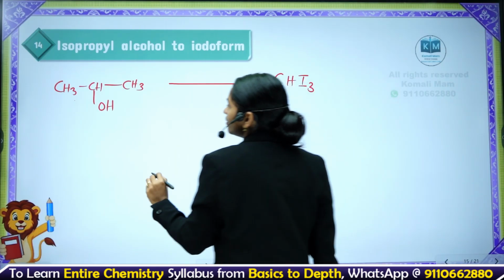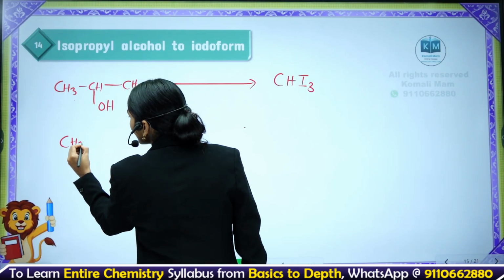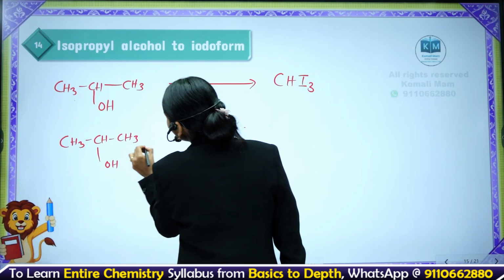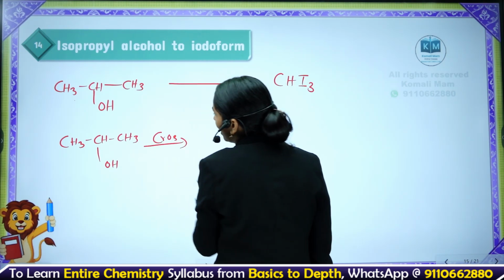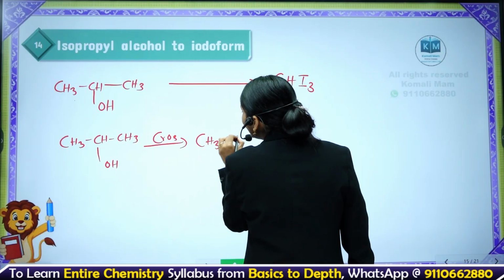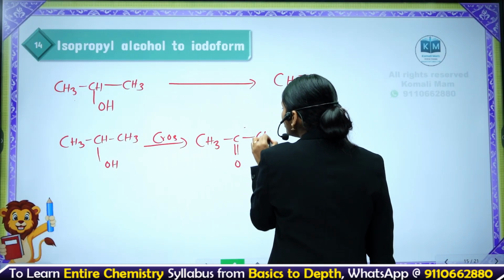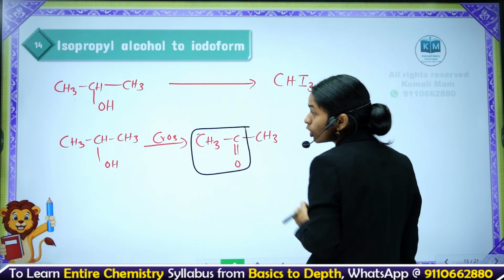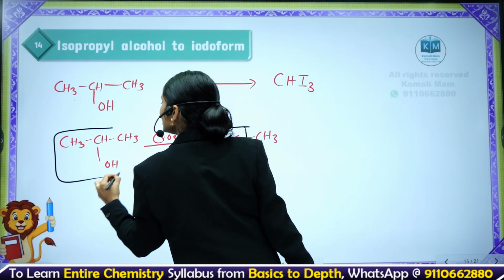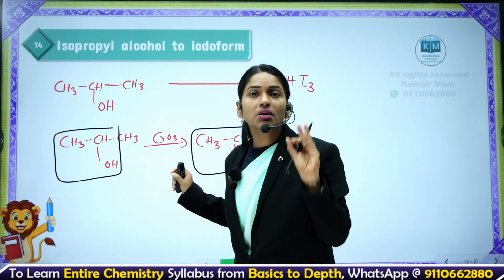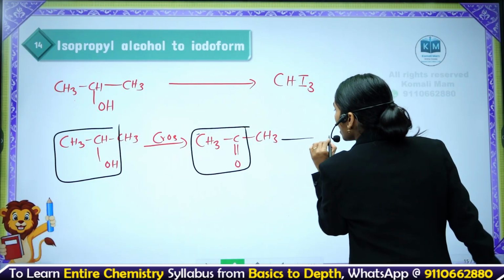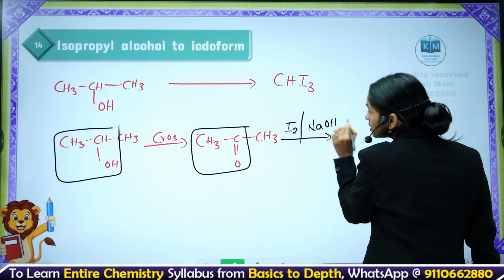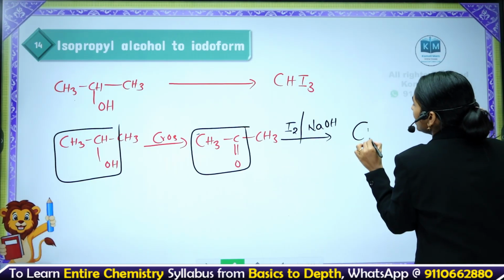First, I will take isopropyl alcohol and treat it with CrO3, chromium anhydride. Then I will get acetone. The compounds which have CH3-C=O or CH3-CHOH groups give a positive iodoform test. What is the iodoform reagent? Iodine over NaOH. Once you use this, then CHI3 is our product.